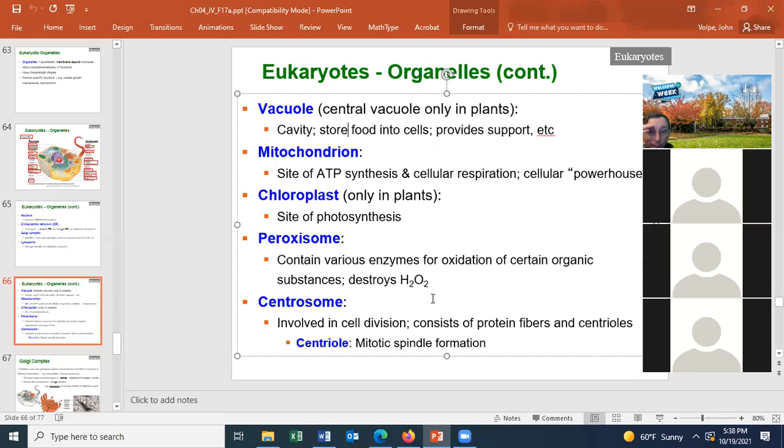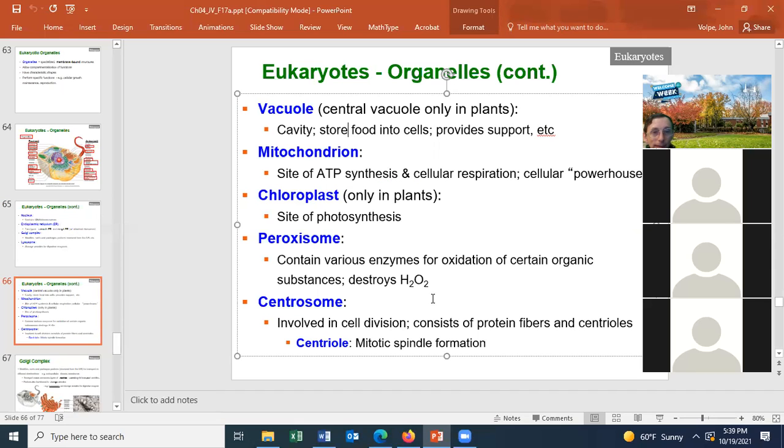The peroxisome is a special organelle. It contains enzymes for oxidation, and it can release toxic substances on an invader to the host or invader to the cell, and then destroy the pathogen by using something like hydrogen peroxide. Any questions about the peroxisome?